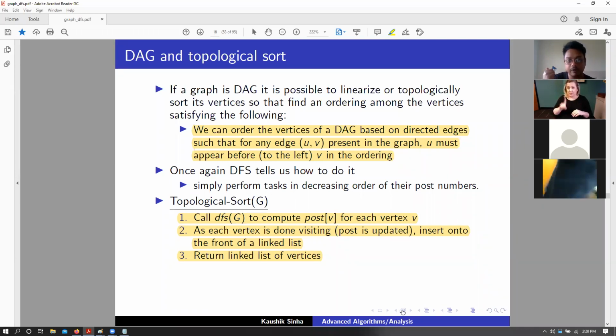Following that, once we are done visiting all the vertices for this particular graph, we can then return a list of vertices which are ordered in terms of their post-visit numbers, or in the order they are popped out from this recursion tree, right? So let's look at an example for a DFS.